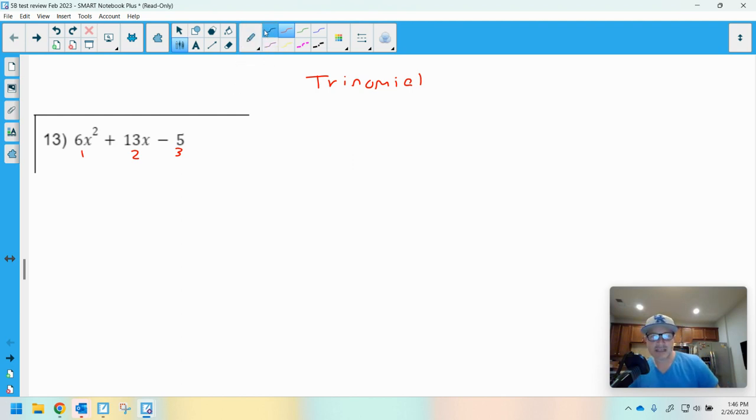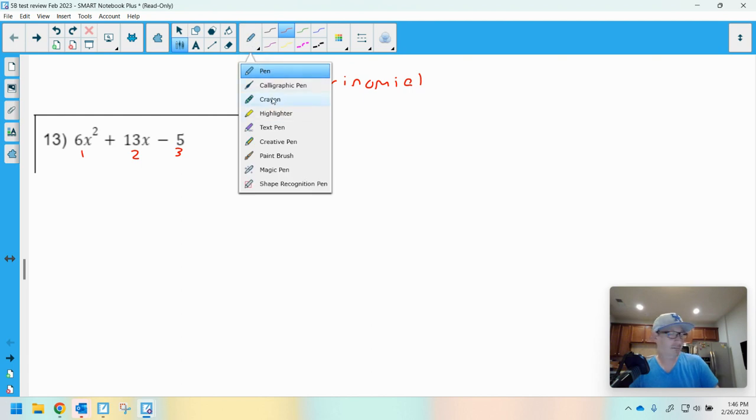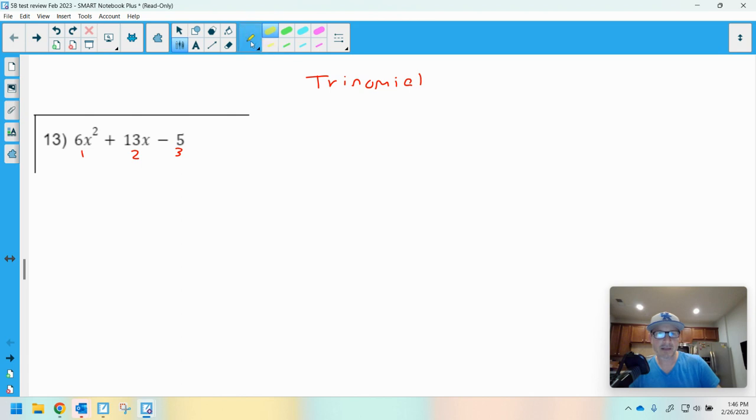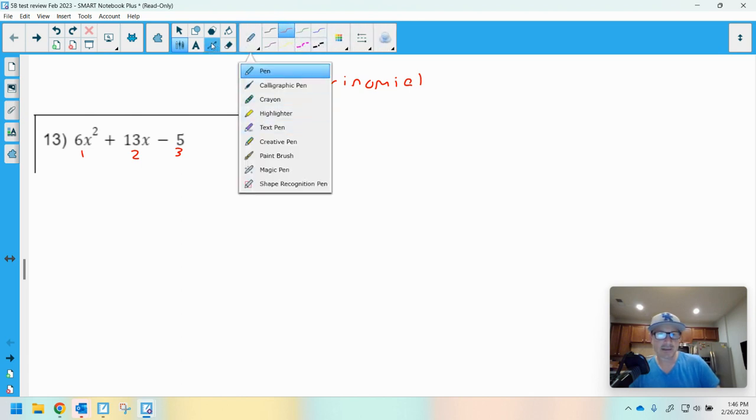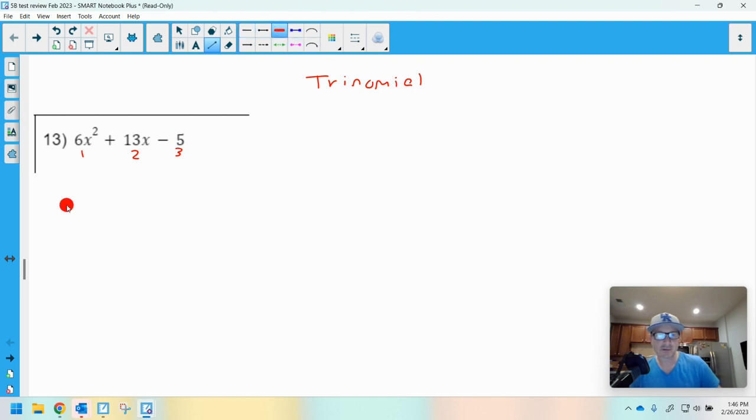Let's look at the numbers 6, 13, and 5. Do they have a GCF? I think not. So, after that, we take out our big red X. Let's find where that big red X is. It's under the lines here somewhere. Here it is. I like to use a red X.